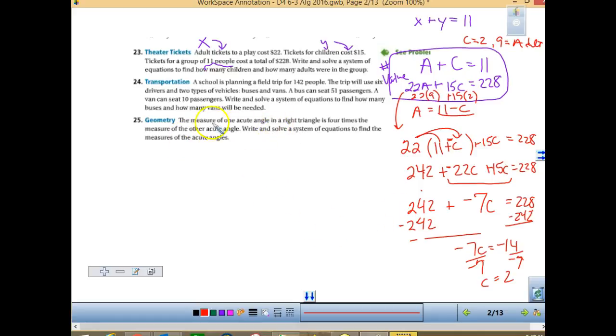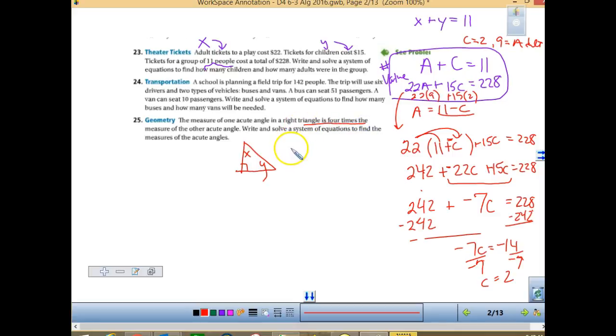Geometry problem. You've got the measures of the 2 acute angles in a right triangle. You're going to see this again in some of our story problems. Here's our right triangle, right? We don't know the measure of this angle and this angle. If it helps, draw a picture. That's a right triangle. We have these 2 acute angles, and it says one angle is 4 times the other one. Now, my picture isn't really drawn to scale.